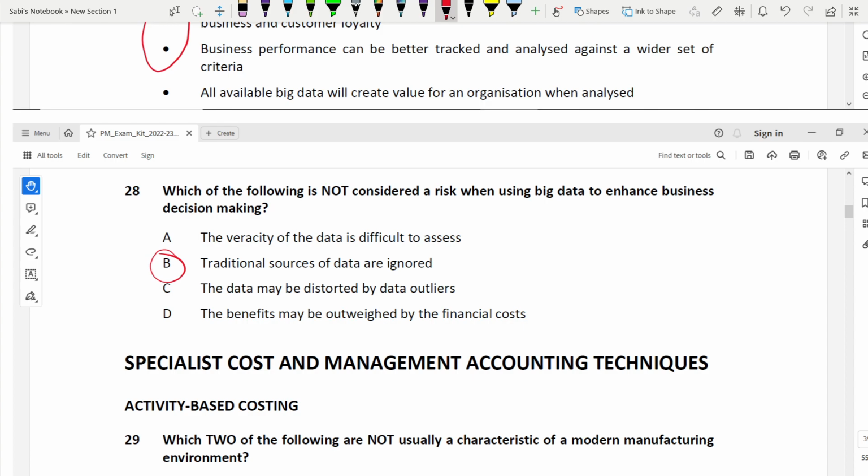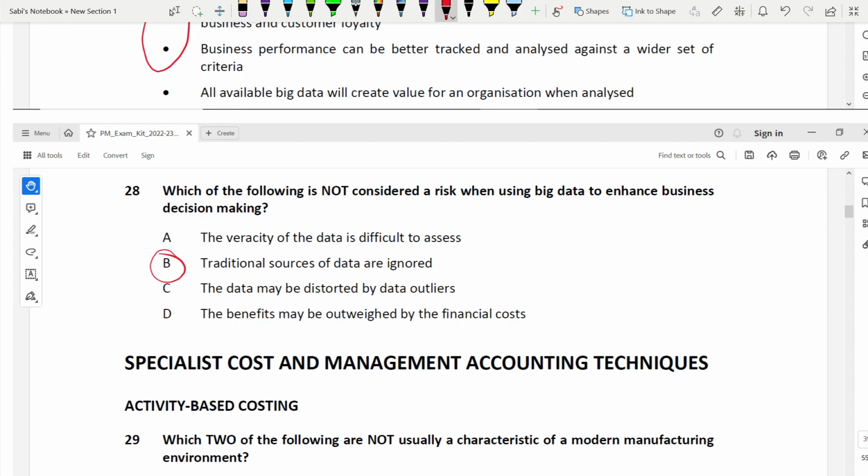Yes, it's difficult to assess big data. Yes, data sometimes might not give a true reflection. It might be distorted by data outliers. Outliers means the extremes. And the financial cost could be more than the benefit. So the other three are risks. Whereas using big data does not mean you should not use a traditional source of data. You still have to use traditional sources of data to make a good business decision, not only big data. Okay, so that's it.